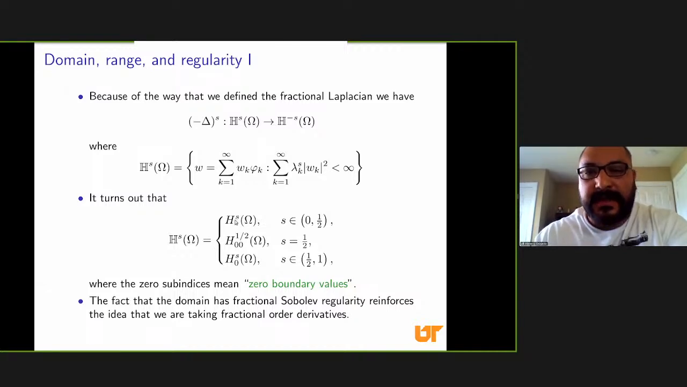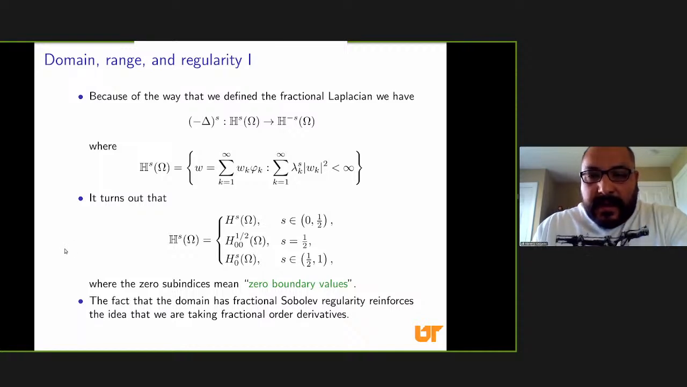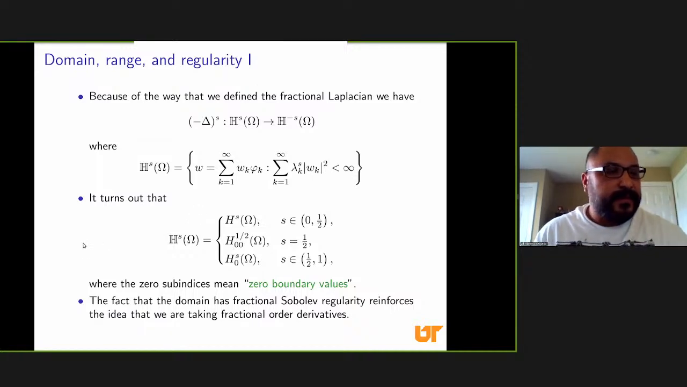So H^s, the classical fractional Sobolev space, if you're between 0 and 1/2, H^s with 0 boundary values if you're strictly larger than half, and as always, the case 1/2 is special, and in that case you get the Lions-Magenes space. And of course, the fact that we're dealing with fractional Sobolev spaces gives you the idea that you're dealing with fractional derivatives, fractional regularity of functions.